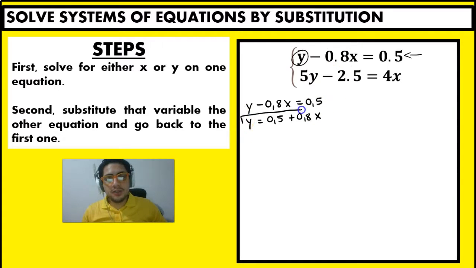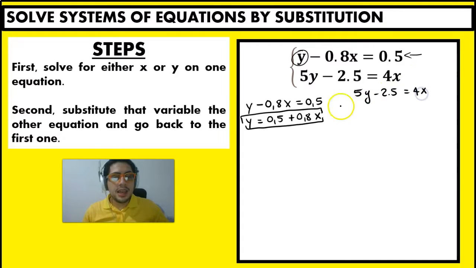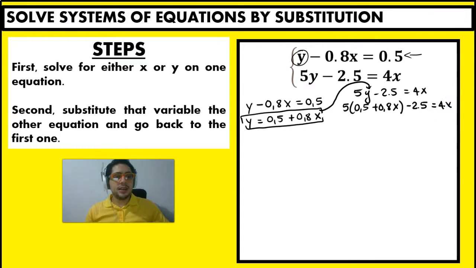Now that we have found our value of y alone, we're going to substitute that value in that second equation, okay? So again, we're going to copy our second equation, which is the one we didn't use. So 5y minus 2.5 is equal to 4x. And we're going to substitute that value of y wherever y is. So now we have 5 multiplied by y, and y is 0.5 plus 0.8x, minus 2.5 is equal to 4x, right?